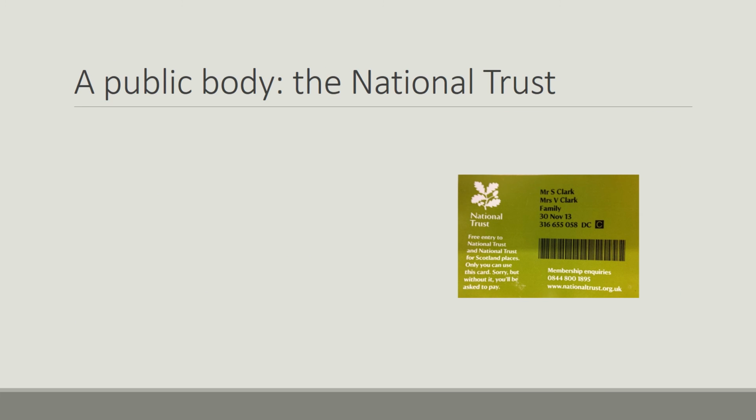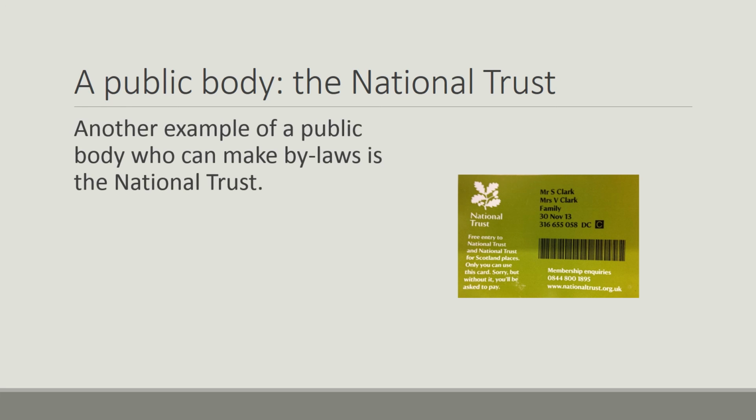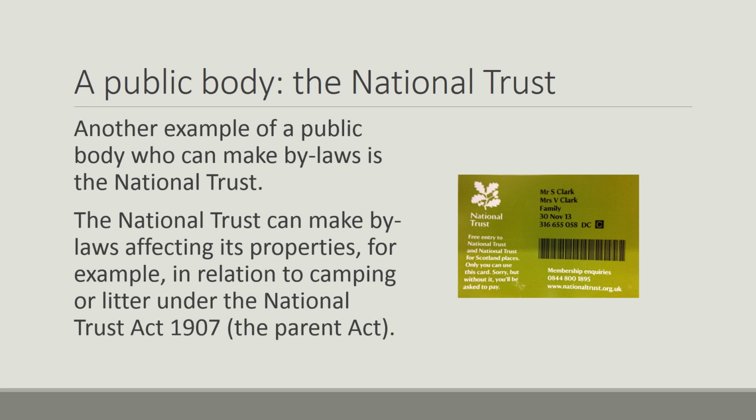And a further example of a public body making bylaws is the National Trust. And we talked about the National Trust owning properties, and they can make bylaws about those properties. So they can make bylaws relating to preventing people camping or littering, and they do this under the National Trust Act 1907, which is the parent act.